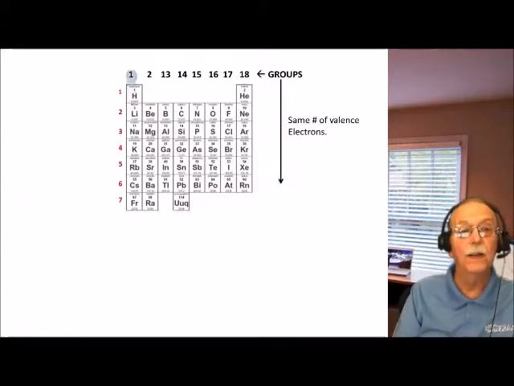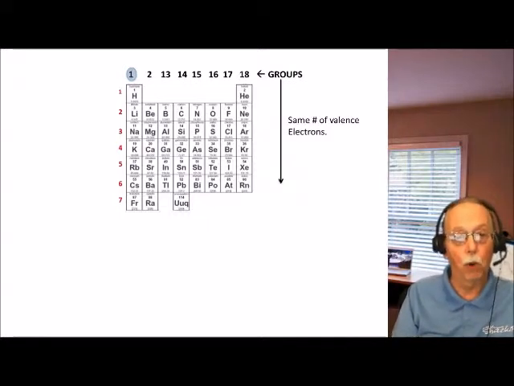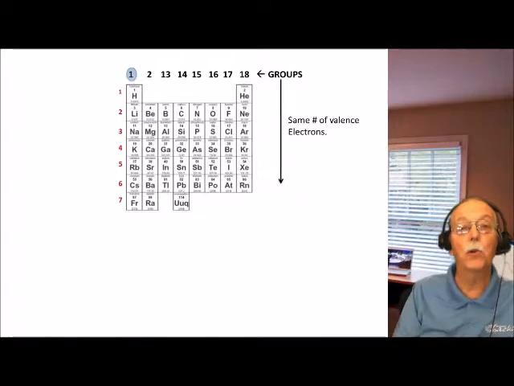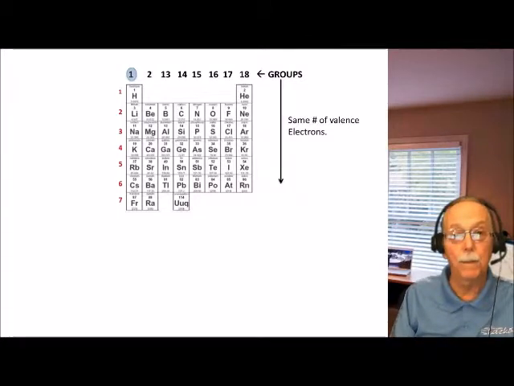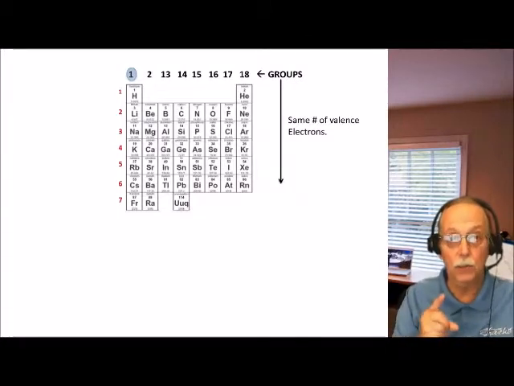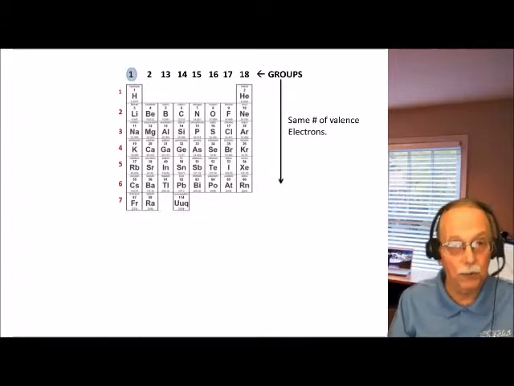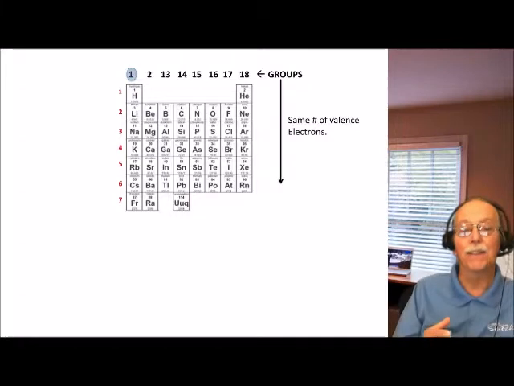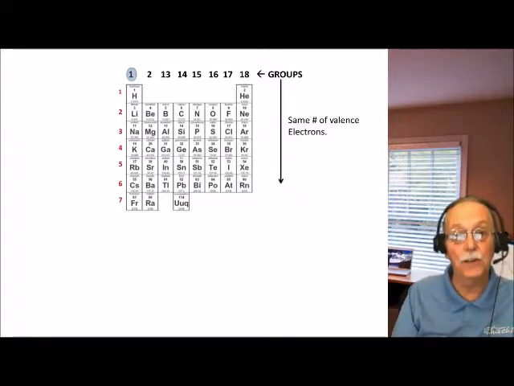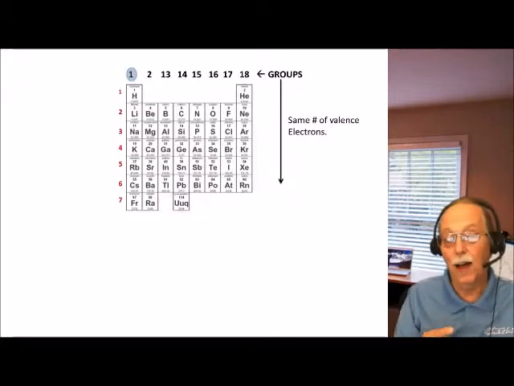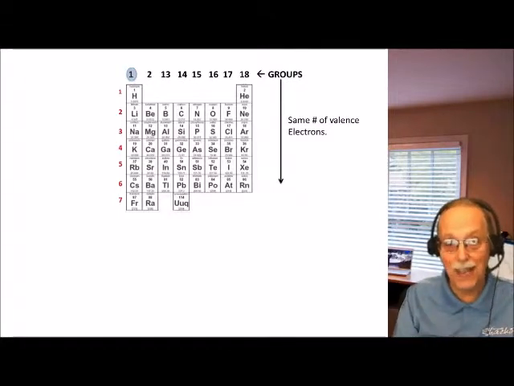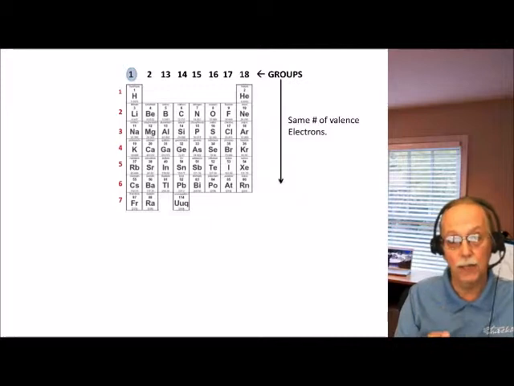For instance, all elements in group 1, that means starting with hydrogen, ending with francium, all of those elements in group 1 have one valence electron, just one. That doesn't mean they all have only one electron. It just means that in the valence level, the highest energy level, remember when we were working on those electron configurations, the highest energy level for each of these atoms has only one valence electron, one electron.